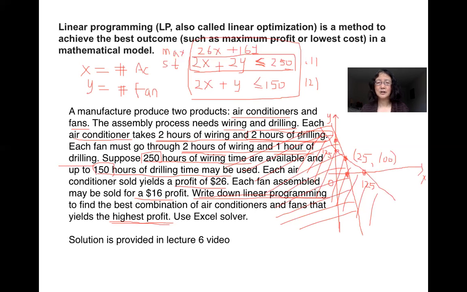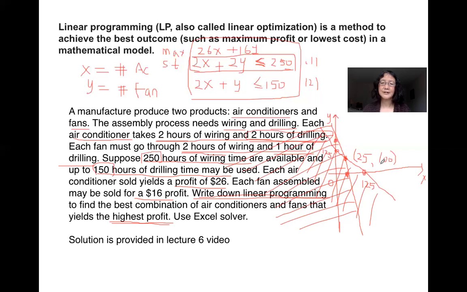Okay. Out of those many pairs, many points, only this point can make the profit maximum when x equal to 25, y equal to 100. So means when you produce 25 air conditioner, 100 fans, you get maximum profit. So this is how do we solve a system of inequalities involving two variables.